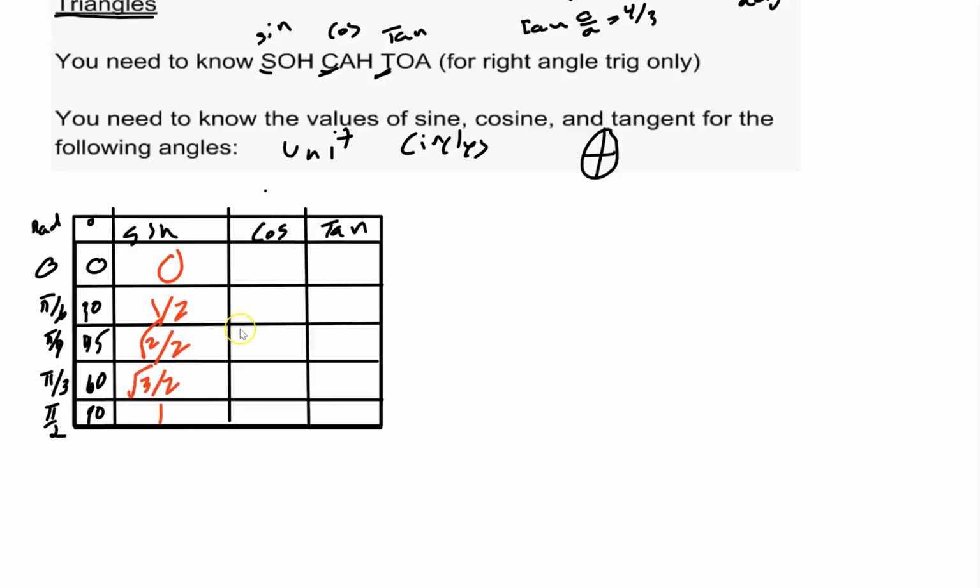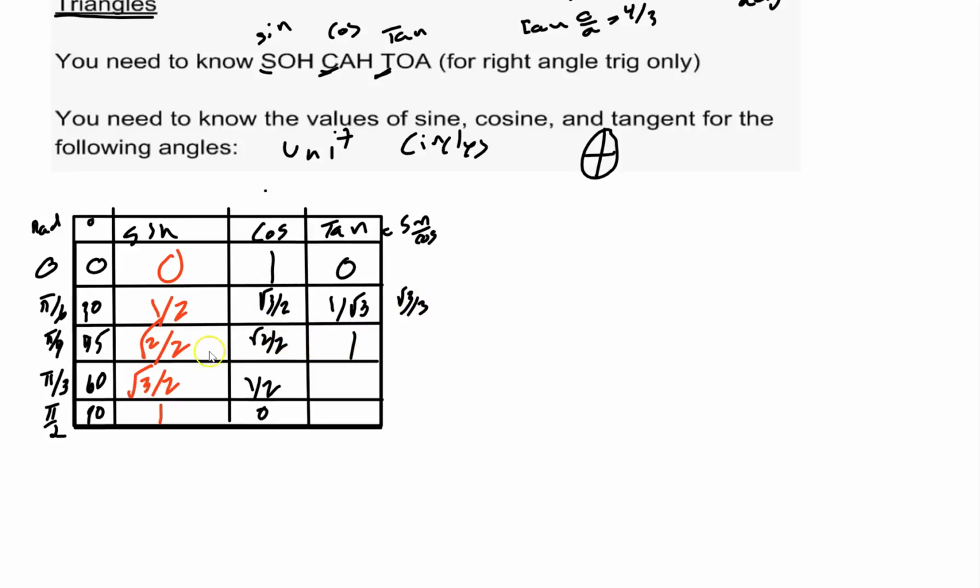Because all you do here is switch it. This is 1, you flip it: rad 3 over 2, rad 2 over 2, 1 over 2, and 0. Tan is also known as sine over cosine, so you just put sine over cosine. 0 over 1 is 0. 1/2 over rad 3 over 2, the 2's will cancel out. You get 1 over rad 3, also known as rad 3 over 3 if you want.